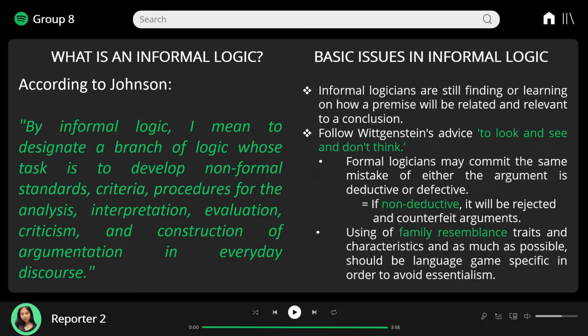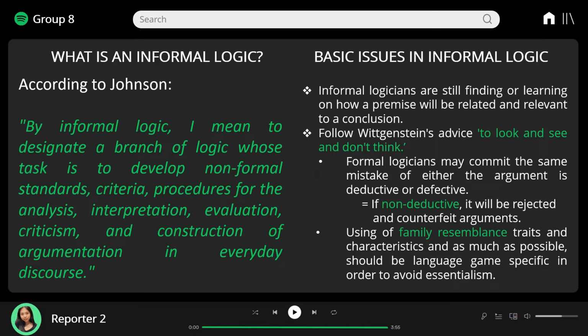And yan ang common mistake ng formal logicians, na they are after the validity of an argument. If it is true or valid, then they would accept it as an argument. And if not, or it is merely confirmed in a non-deductive way, then it would be rejected and tagged as a counterfeit argument, without even thinking kung may sense ba or wala yung premise or argument, or how weak or strong ba tong mga to.